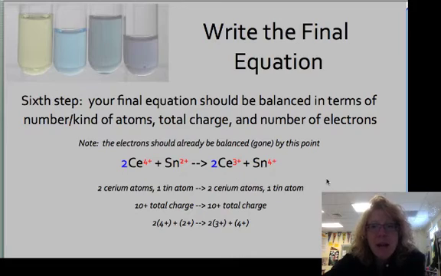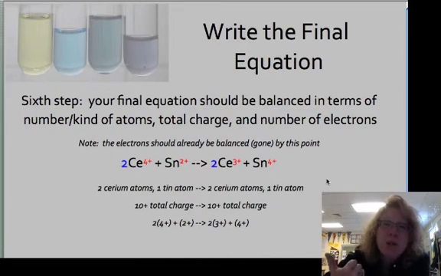Now, is this actually balanced all the way across? Well, it has to be balanced in terms of electrons, has to be balanced in terms of atoms, and it has to be balanced in terms of total charge. Electrons are already balanced because we set it up that way so they would cancel out. So they're already gone. Checking atoms, are they the same? Yeah, 2 to 2 for cerium and 1 to 1 for tin. So it's balanced by atoms.